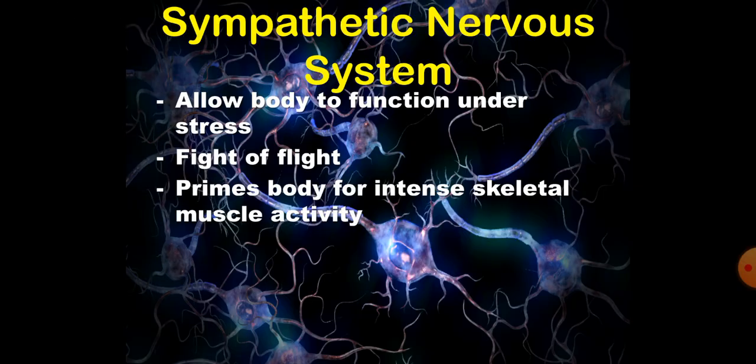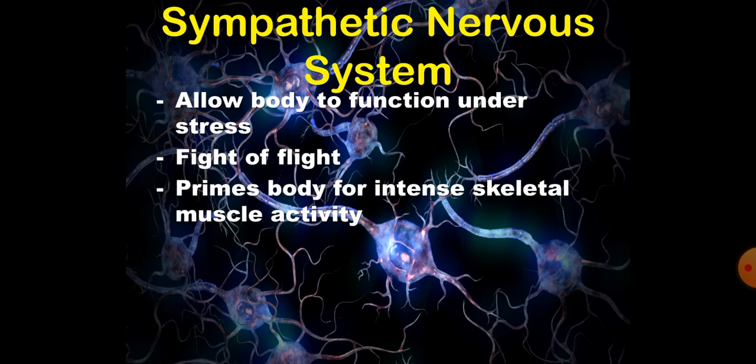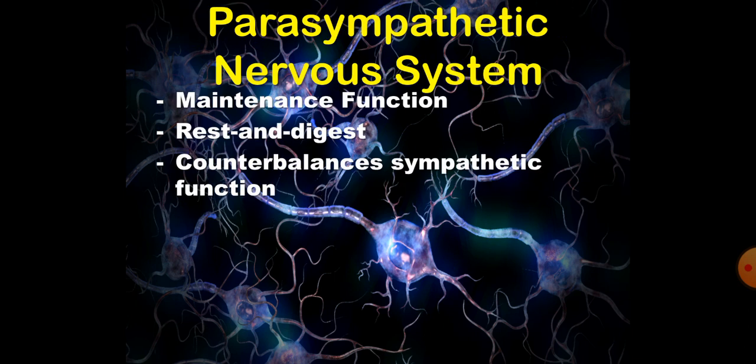So, the two subsystems of the ANS. As I mentioned earlier, the sympathetic nervous system allows the body to function under stress, fight or flight, and primes the body for intense skeletal muscle activity. And the parasympathetic nervous system has the maintenance function, rest and digest, and counterbalances sympathetic function.